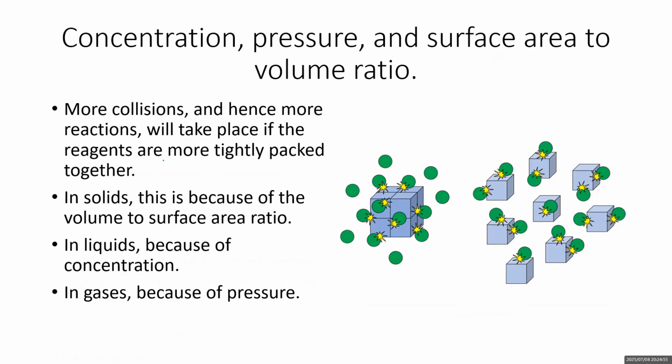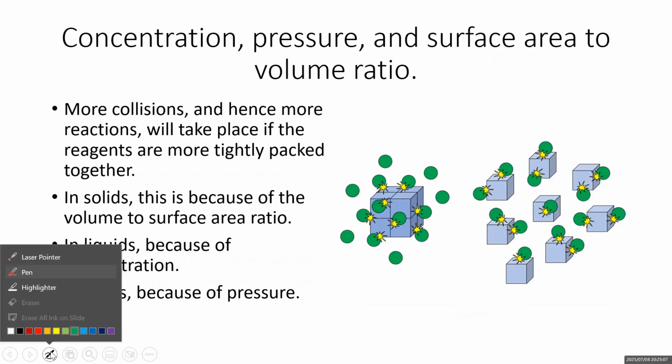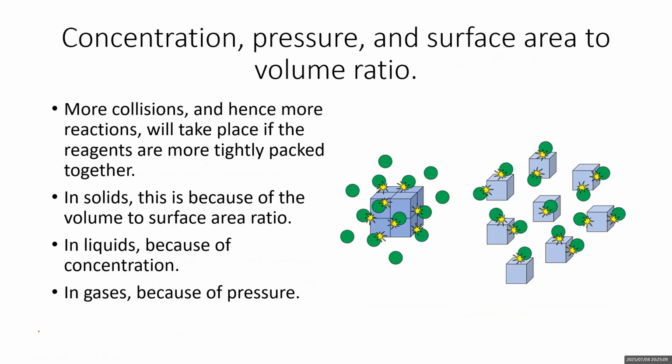Concentration, pressure, and volume to surface area ratio. More collisions, and hence more reactions, will take place if the reagents are more tightly packed together. All these things we're going to think of as concentration, how tightly packed they are together. And we're going to be using this symbol. I'm using capital M because the units we're going to be using are molar.